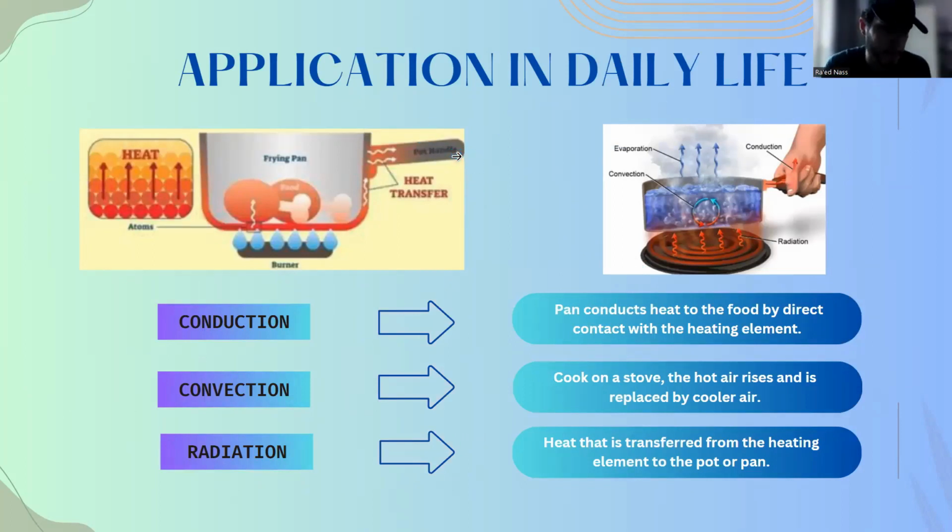Okay, thank you, Fahid. My name is Ra'ad Nasrallah, matric number 195804. So for the application in daily life, we chose the pan on the stove. For the three heat transfers, we have conduction first of all: the pan conducts heat to the food by direct contact with the heating element. The second one is convection, which is cooking on a stove, where the hot air rises and is replaced by cooler air. The final one is radiation, which is heat transferred from the heating element to the pot or pan. So that's all for the application.